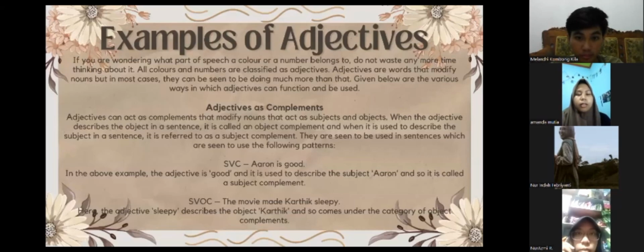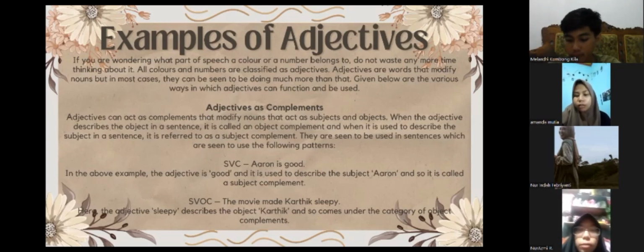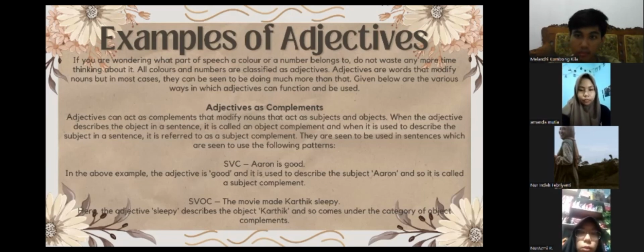The next slide will be presented by Nur Indah Febriyanti. Okay, this is examples of adjectives. If you are wondering what part of speech a color or a number belongs to, don't waste any more time thinking about it. All colors and numbers are classified as adjectives. Adjectives are words that modify nouns, but in most cases, they can be seen to be doing much more than that. Given below are the various ways in which adjectives can function and be used.